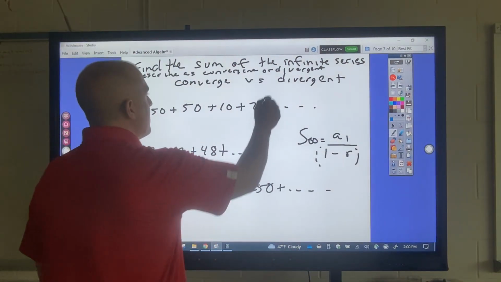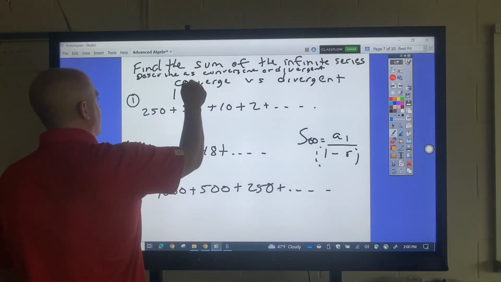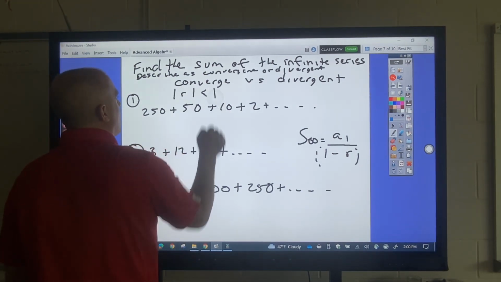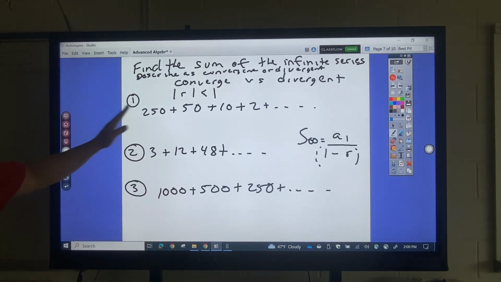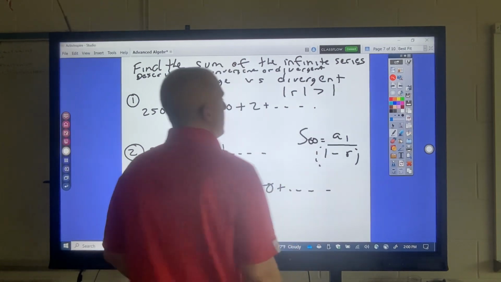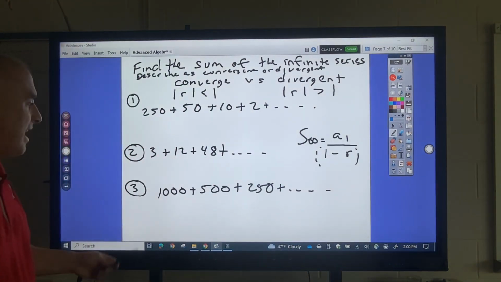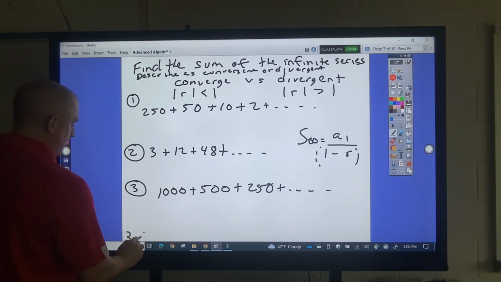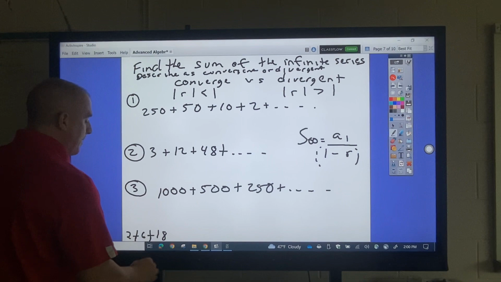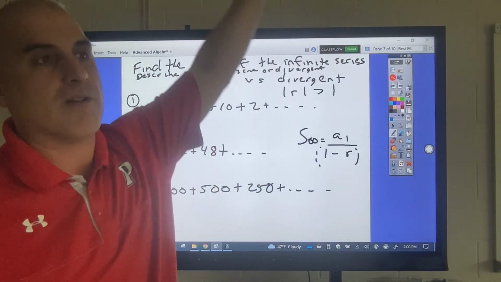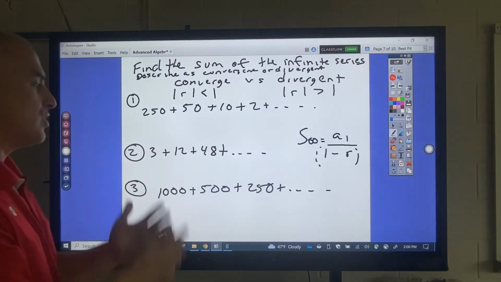In order for that to be a convergent series, that rate or ratio has to be less than 1. And what that means is that one works. If the r is greater than or equal to 1, that's going to diverge. Why is that the case? Let's say I've got 2, 6, 18. If I added these numbers up going on forever, they just keep getting bigger and bigger and bigger. I would not have an actual answer.